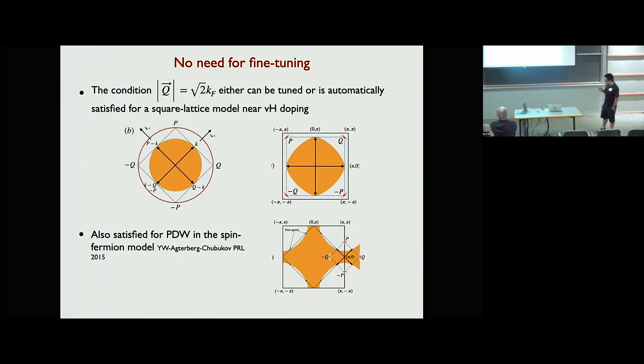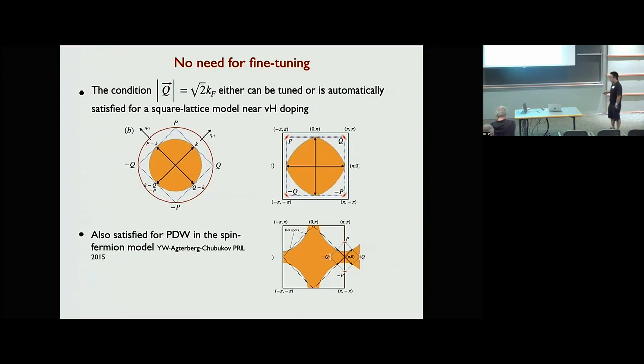Okay? What is even better, if I consider a lattice model, we find that if I put this Fermi surface closer to Van Hove doping, because these regions in the Fermi surface are more important than others with higher density of states, this condition is automatically satisfied. So there's no tuning needed there. All you need to do is to put your Fermi surface close enough to the Van Hove doping.